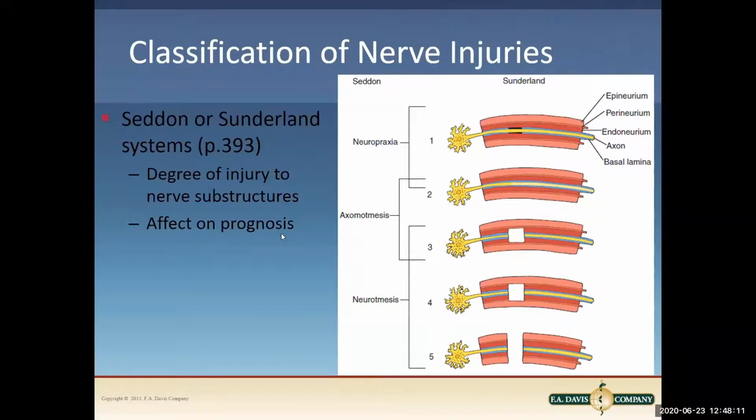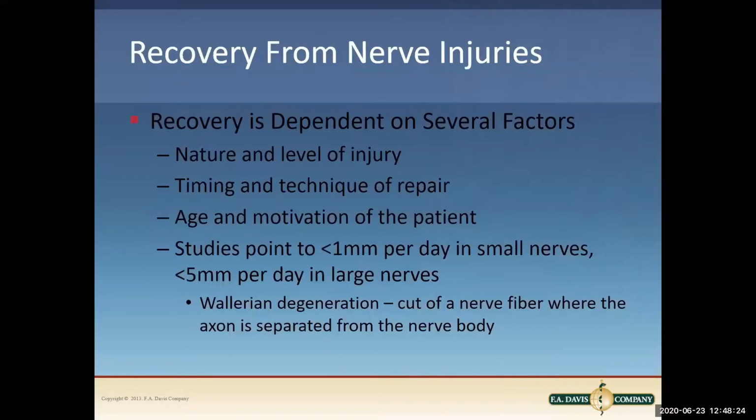But just understand that if they're talking about Seddon or Sunderland, they're going to be talking about a nerve injury. So your job is to basically see what could happen with that injury. Is the biceps paralyzed? What's going on? What's going to be the difficulty for the patient? Recovery of the nerve is dependent on several factors. How bad the injury is and where it's at are the major factors.